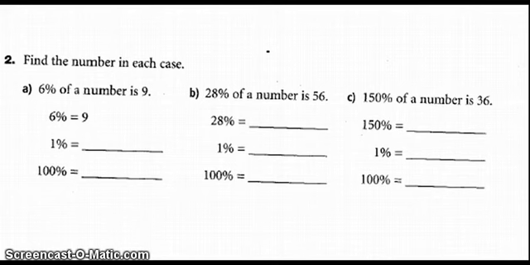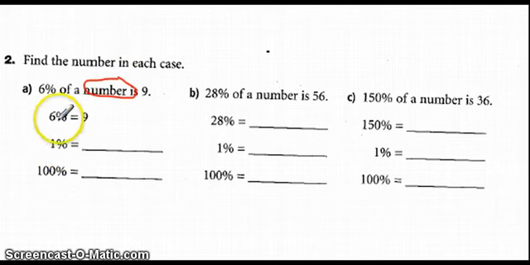This next example is from page 108 in your booklet, number 2. A says 6% of a number is 9. Now we have to find out what this number is. We know it's going to be a bigger number than 9 because only 6% of that mystery number is equal to 9. So how do we do that? Well, there's a couple of ways, but I'm going to show you the easiest. Here we go. So what we want to do is find what 1% equals. Then we can multiply that number by 100 and find out what this number is.